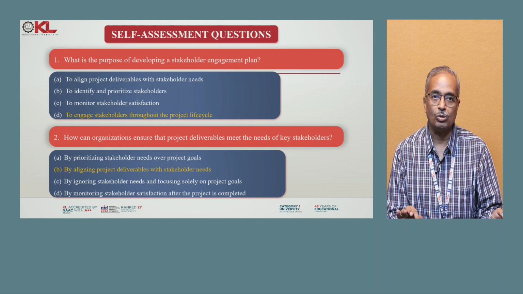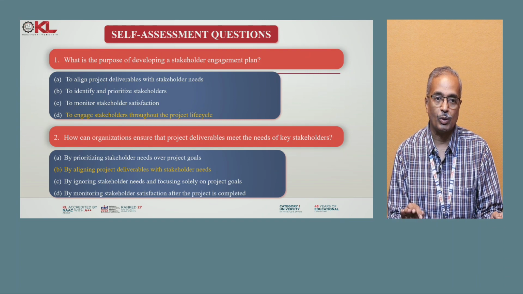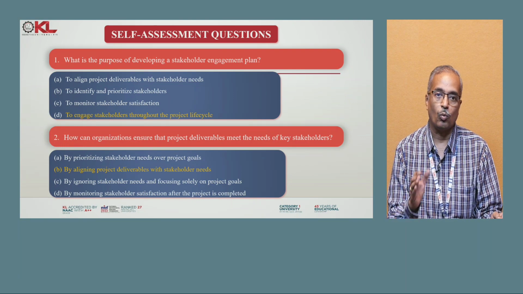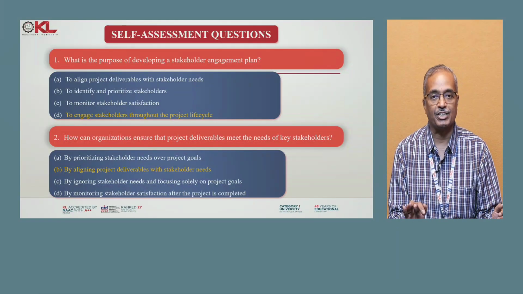These are the two self-assessment questions. First one: what is the purpose of developing a stakeholder engagement plan? There are 4 options, but option D is the right answer: to engage stakeholders throughout the project life cycle. Just now I told you, the highest priority should be given to the stakeholder while the project is developing. The stakeholder should be involved, because without involvement of the stakeholder, the objective will not be achieved.